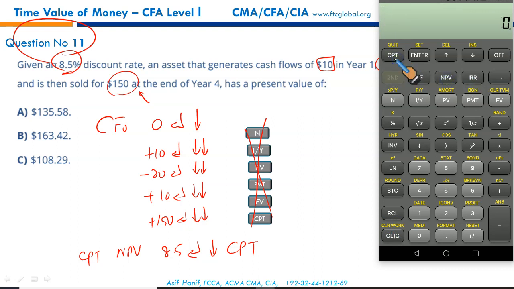All right, let's get started. Second, initial cash flow 0 right now. Down arrow key.